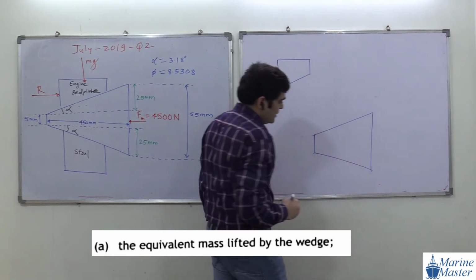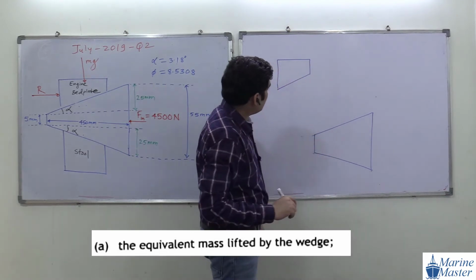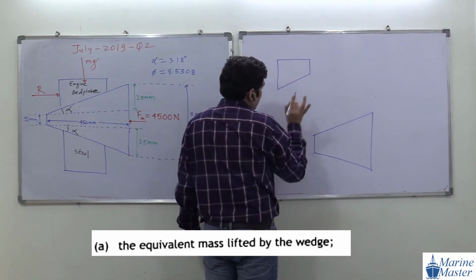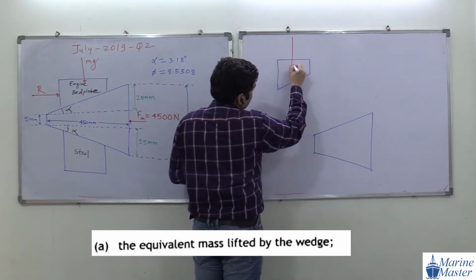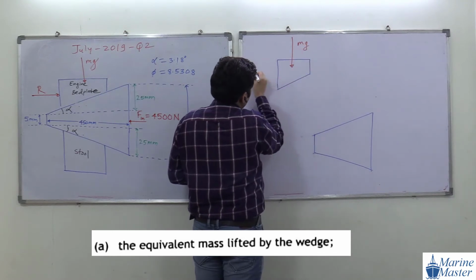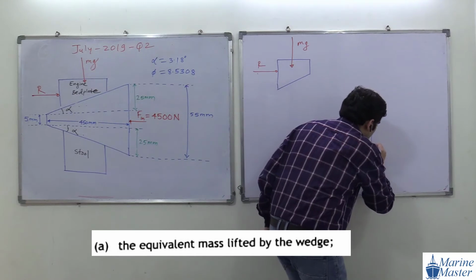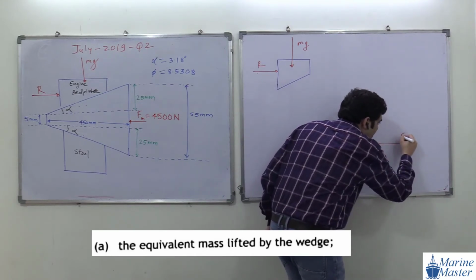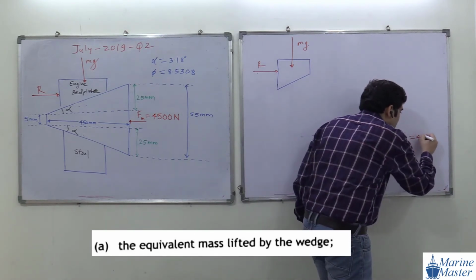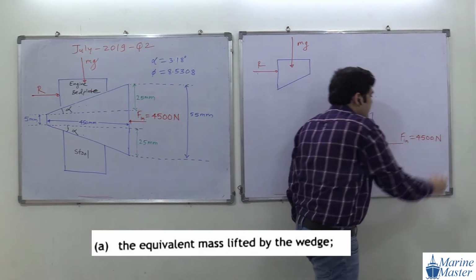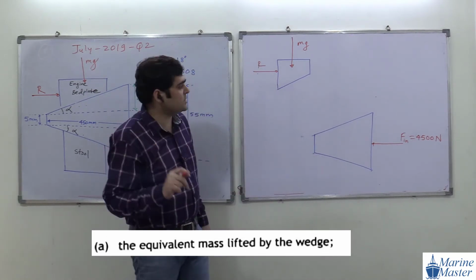See the scenario here. This angle and this angle must look approximately the same. Okay. Then here we have what, guys? This is mg. Here we have R. Here what do we have? We have a force, how much value of force? 4,500 Newton. Okay, guys, are you getting my point? Try to see the scenario here, everyone.